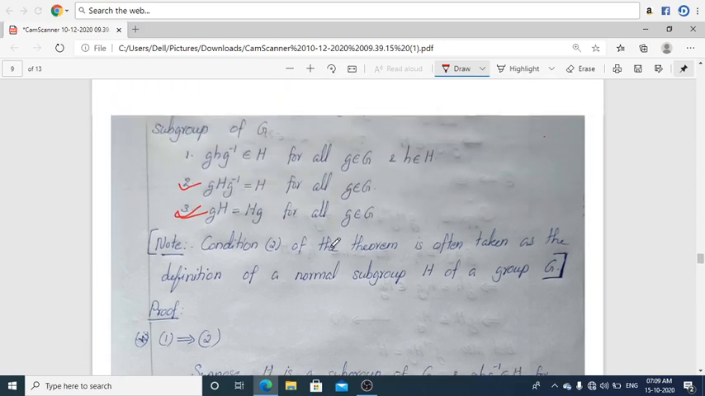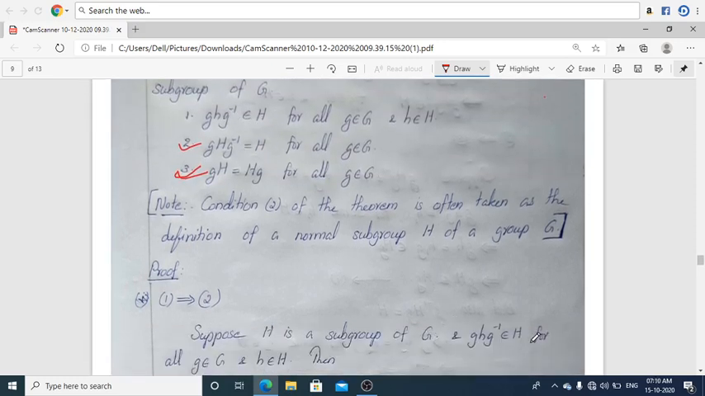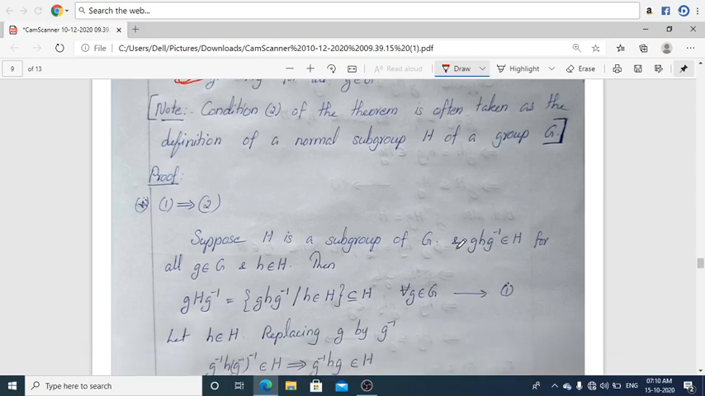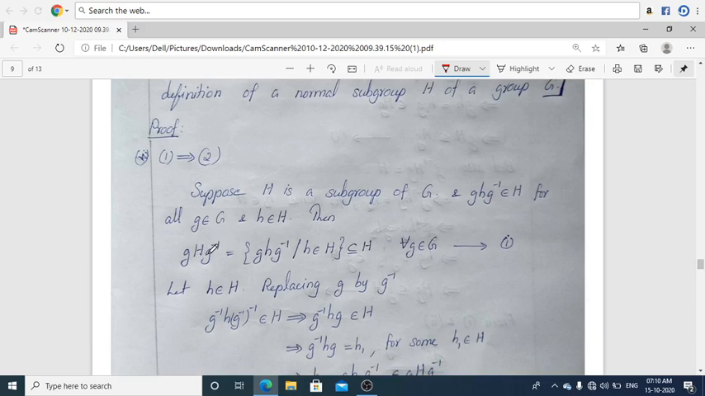Suppose H is a subgroup of G. We assume gHg⁻¹ is an element of H for all g element of G, h element of H. Here gHg⁻¹ denotes the set of all elements ghg⁻¹ with h element of H, the elements obtained by operating g on the left and g⁻¹ on the right. We assume each such element ghg⁻¹ is an element of H, so this set is a subset of H for all g element of G. Okay, so we have gHg⁻¹ is a subset of H.